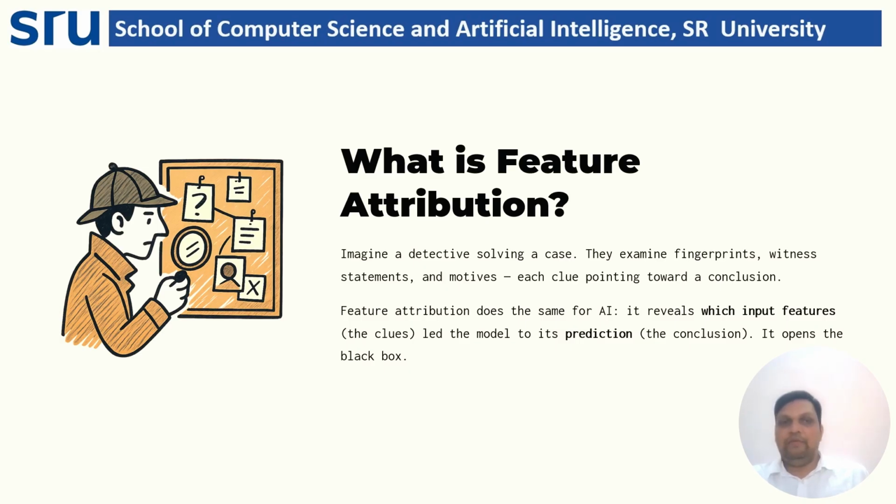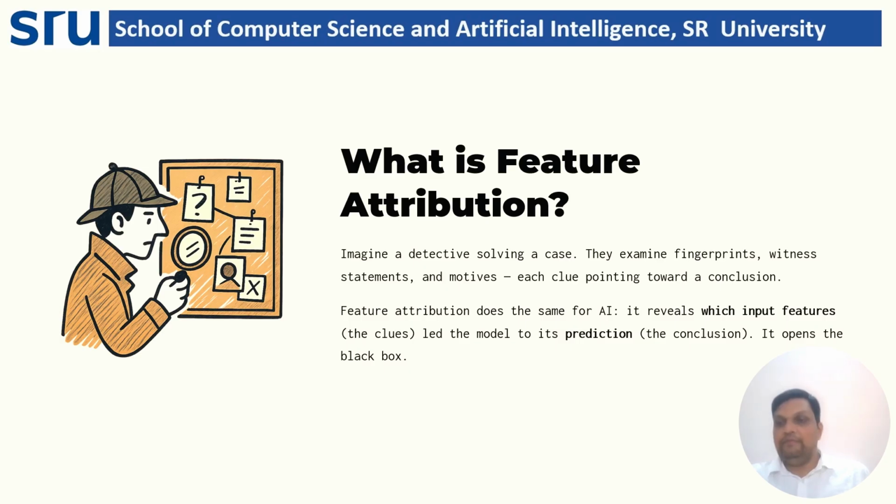What is feature attribution? Imagine a detective solving a case. They examine fingerprints, witness statements, and motives, each clue pointing toward a conclusion. Feature attribution does the same for AI. It reveals which input features, the clues, led the model to its prediction, the conclusion. It opens the black box.